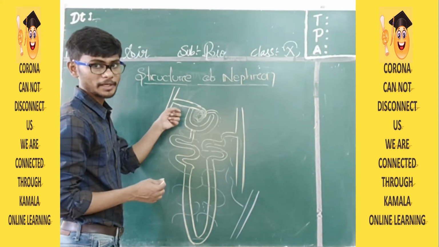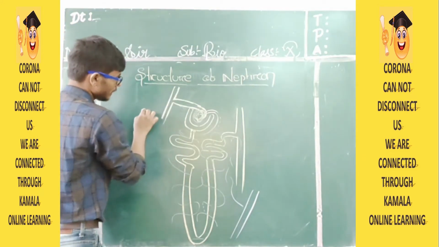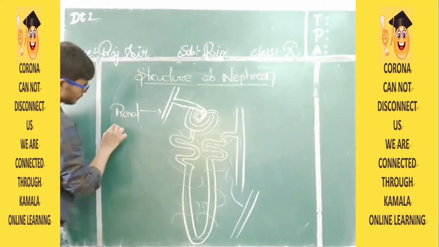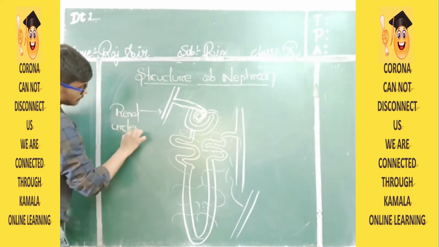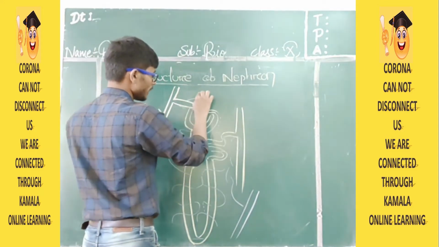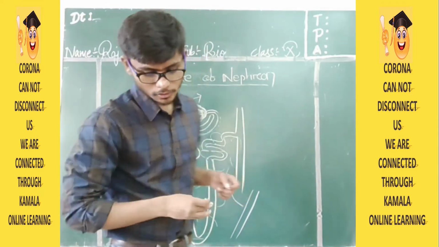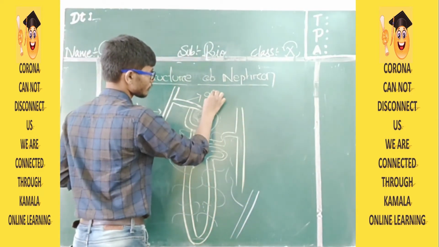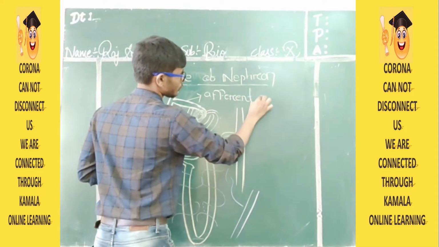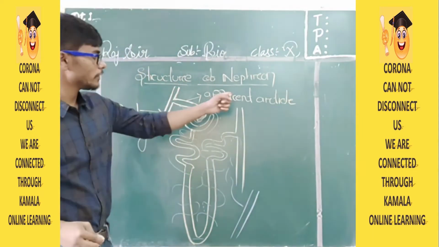The first pipe-like thing you can see is actually your renal artery. This main pipe is your renal artery. And now this is called the afferent arteriole.